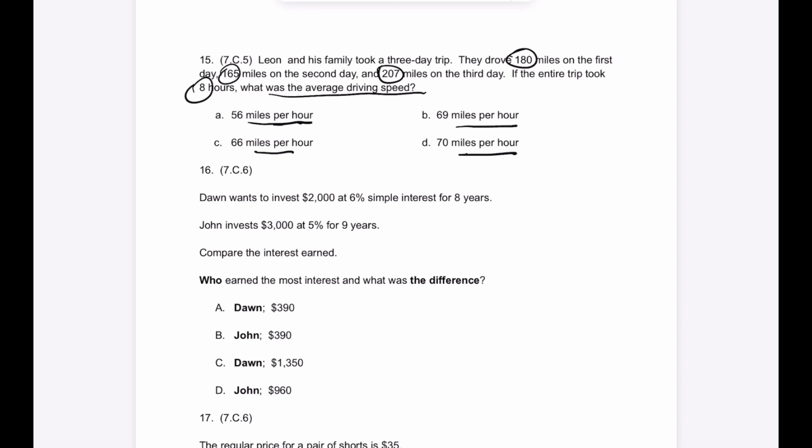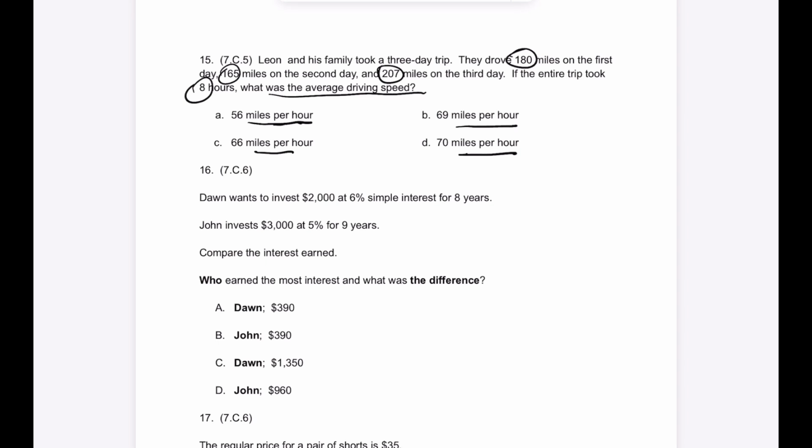This means we're really looking at our constant rate of change. Now, because we took 3 days and it all took us 8 hours, we need to add up all these mileages to figure out how many miles per hour, okay? So I have the 108. I'm going to add that to the rest of it, which is 165 and 207.